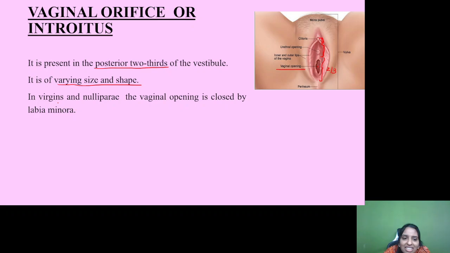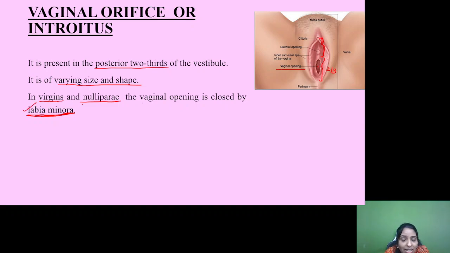In case of virgins, or in case of nullipara, what happens is this vagina is closed by, see, this is the vagina, right? And this is the labia minora, right? So this vagina will be closed by the labia minora. They will be asking: in virgins, the vaginal orifice is closed by labia majora, clitoris, minora, or fourchette? They will be asking you. It is closed by labia minora.